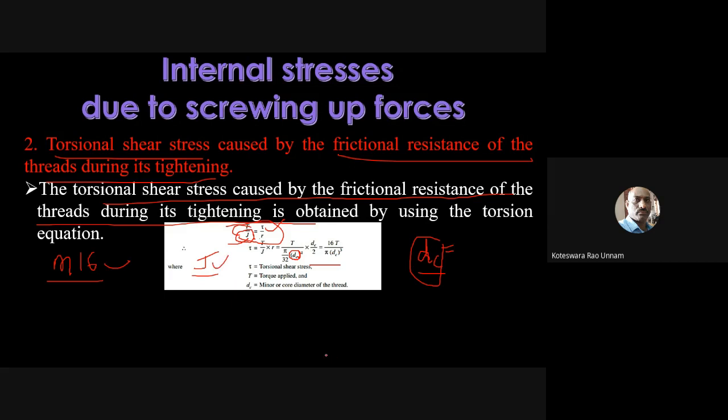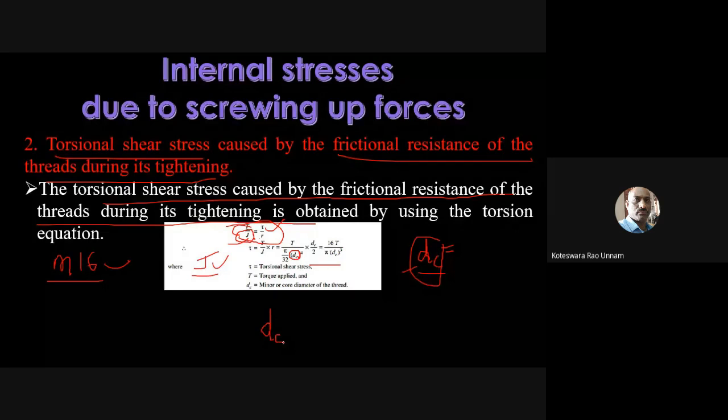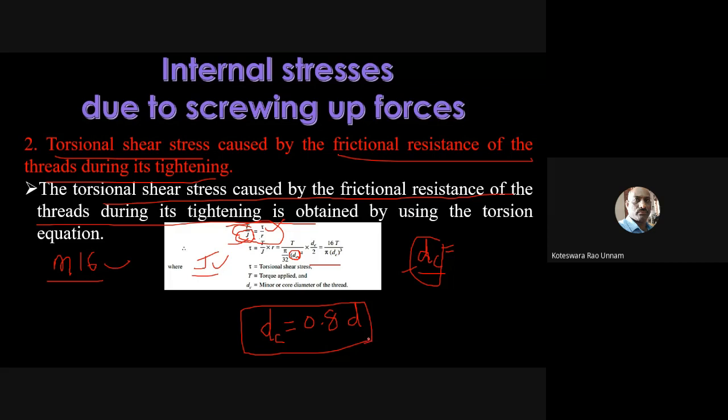For most of the diameters, the value is available in the data book. Sometimes, if any standard data is not available for DC, that means the information is not in the data book, and in that case we take DC as 0.8 times your nominal diameter. If the data is available from the data book, we need to take that. Otherwise, only if it is not available, we use this relation to compute DC.